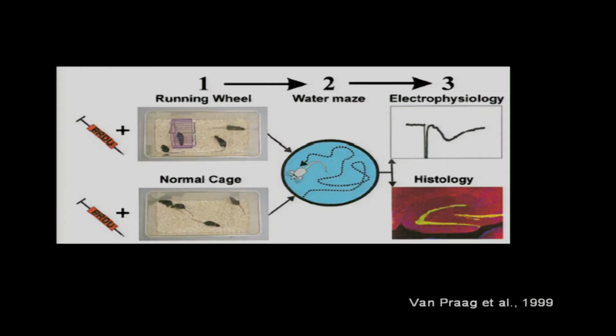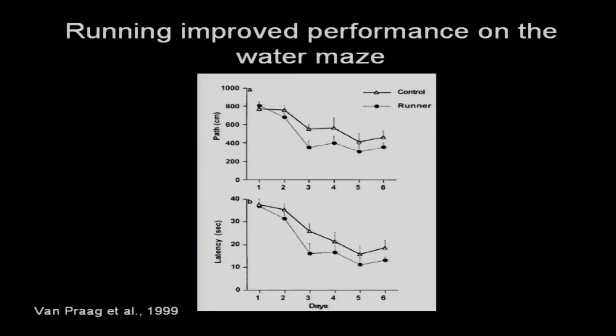So we're giving BrdU, we're giving running access or normal cage access. This is impoverished. This is the exercise condition. And then after access to either running wheel or normal cage, we're measuring their performance on the water maze. Again, remember I told you the water maze is dependent on normal hippocampal function. We're looking at path length, so the lower path length is better. And we're also looking at latency, a shorter latency to find the hidden platform is better. So the lower the line, the better.